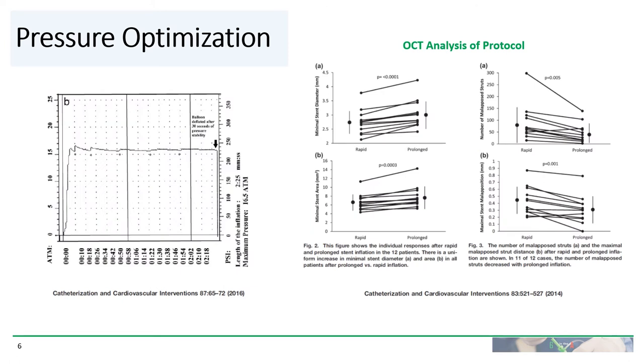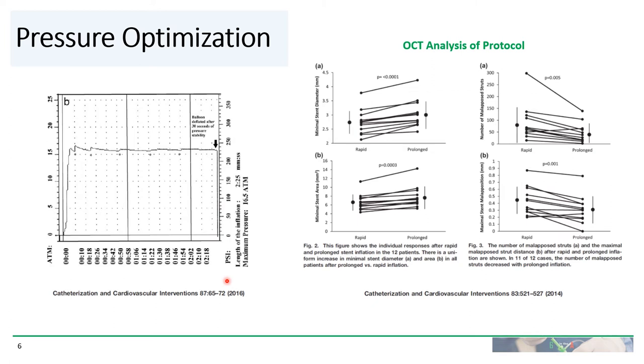So this is how this protocol would work. You inflate the balloon to the target pressure, and you watch your endoflator dial for downward pressure drift. Once the pressure drift reaches 0.3 atmospheres, you reinflate to the target pressure, and you watch for drift again. And you keep doing that until you see that there is no further downward drift, at which point you assume the stent is fully expanded, and you deflate the balloon.